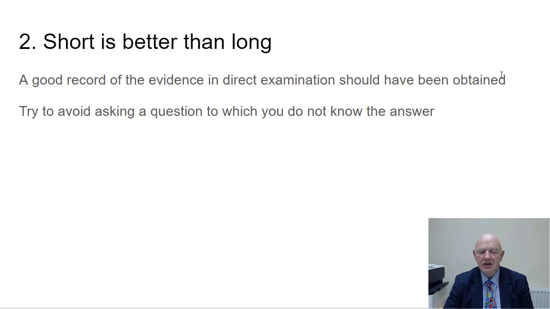Short is better than long. So a short cross-examination is better than a long one. A good record of the evidence that is given in direct examination should have been obtained. So the witness that you're going to cross-examine, you should have listened very carefully and made a close record of what they said in their direct examination by their own solicitor or representative. And then you're going to cross-examine based on that, but you will have a good record, hopefully, of what they actually said in direct evidence. You're looking to trip them up, you're looking to undermine their credibility, you're looking to undermine their version of events.